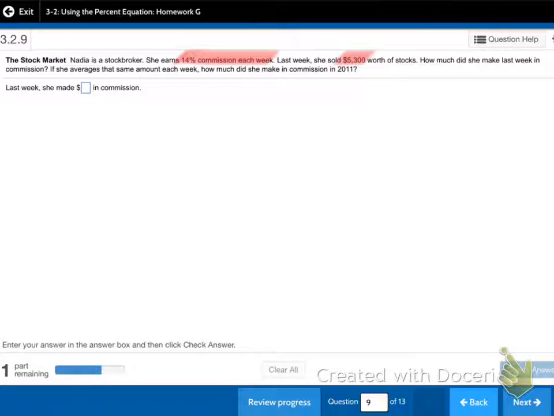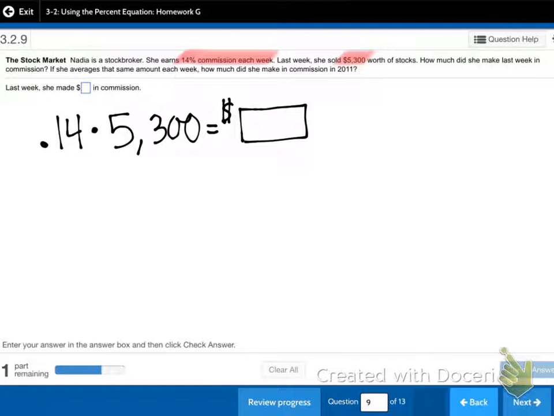All right, so we know 14%, and we know she sells $5,300. So 14% is 0.14, and we're going to multiply those two together. So 0.14 times 5,300 will tell me the amount that she walks away with. So go to your calculator. It's $742. So she makes $742 every week on commission on the stocks.